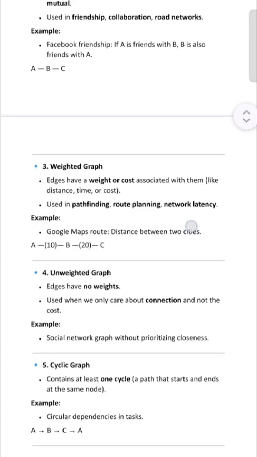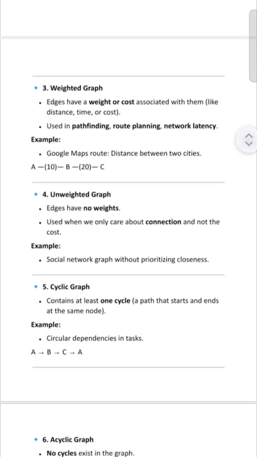So the next type is weighted graph. In a weighted graph, edges have a weight or cost associated with them, like distance, time, or cost. Used in pathfinding, route planning, network latency. For example, Google Maps routes. It shows the distance between two cities, that is A to B is 10 and B to C is 20, where 10 and 20 are ranges in kilometers.